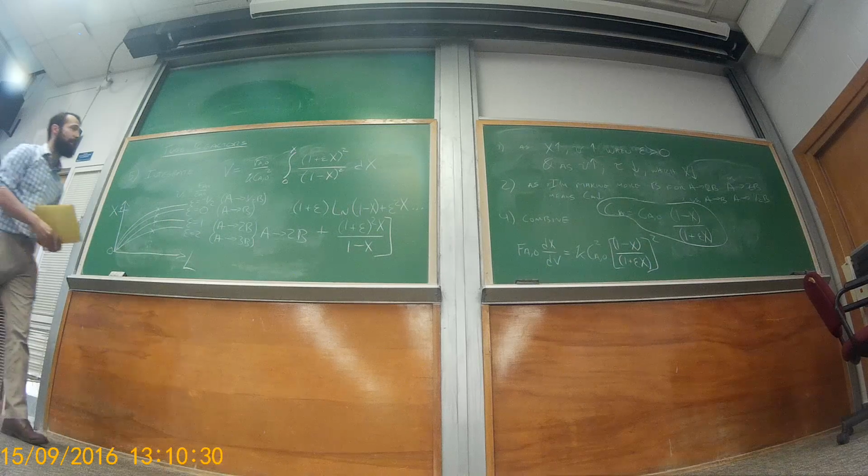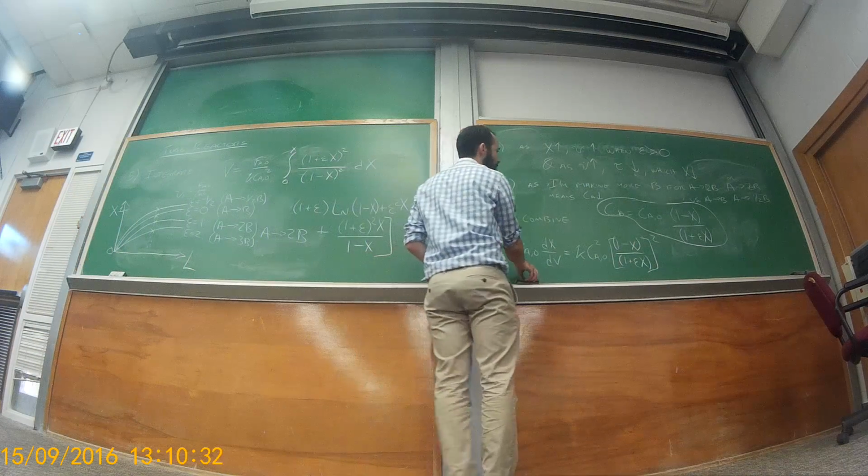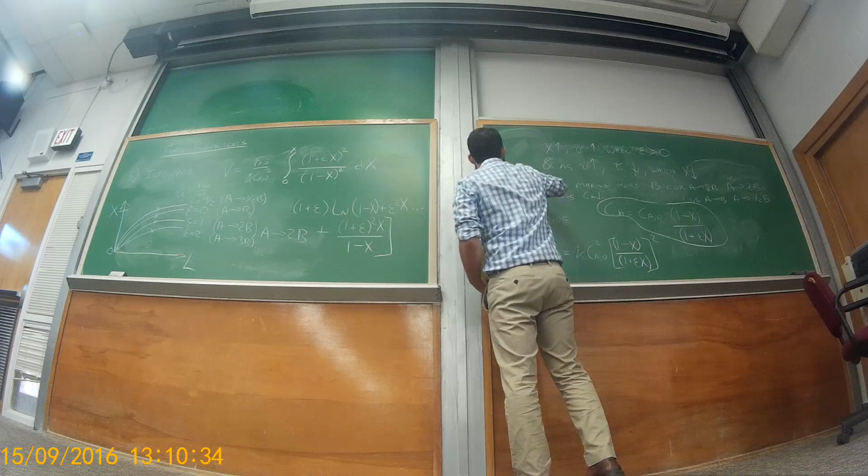Okay. So let's look at a specific example so we can put numbers on the board and we're not dealing with something as vague as A goes to products.